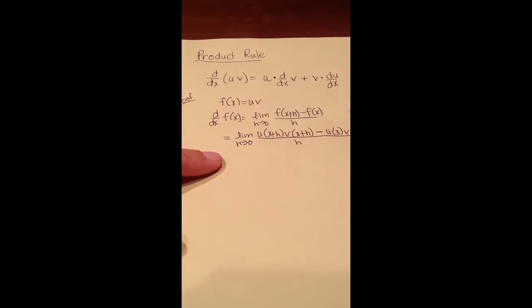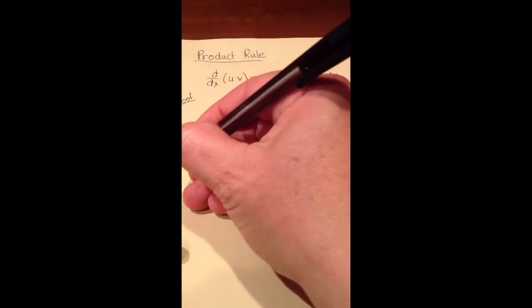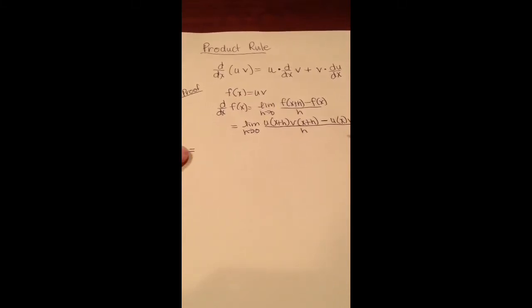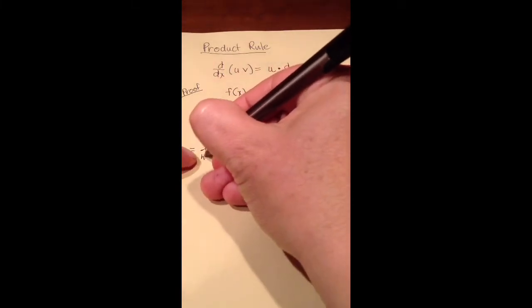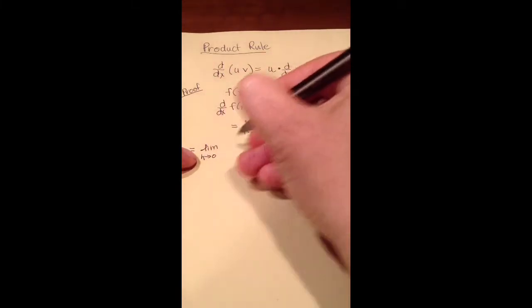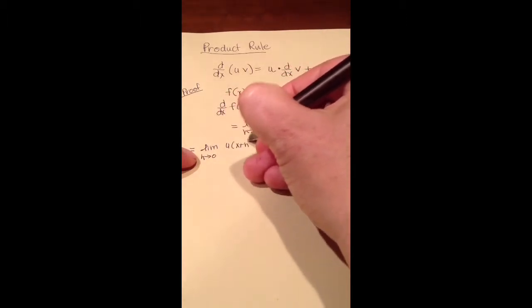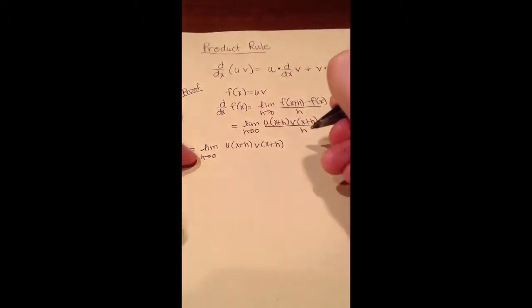So there's actually a little trick that we're going to add in here. Let me just show you this little trick and I'll explain. You'll understand in a second why I'm doing it, but for now you just have to bear with me. So what I'm going to do is add something into the numerator. Watch this. I'm going to take the same thing that's right here, u of x plus h times v of x plus h.